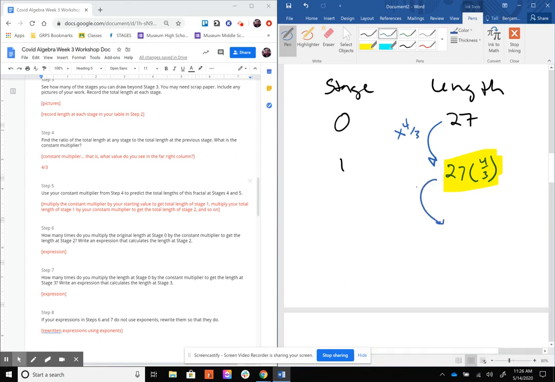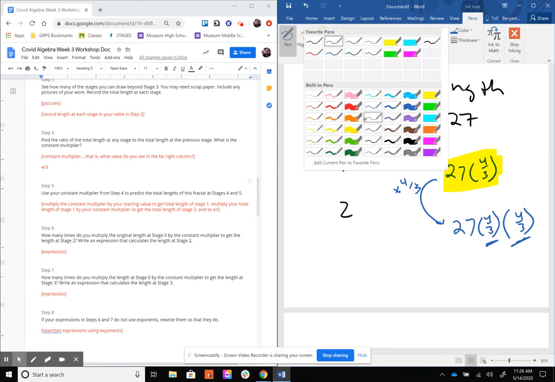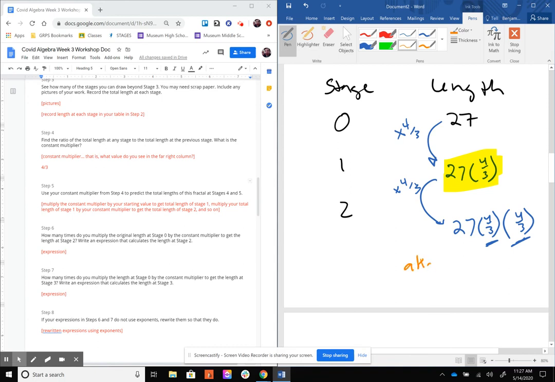So then I'm going to do the same thing. I'm going to multiply by 4/3 again to get to step 2. And what we see is I'm going to have 27 and 4/3, which is our 36 value, and I'm multiplying it by 4/3. Well, this creates an interesting experience because now I have repeated multiplication, which means I can rewrite that as an exponent. So this can be written as, also known as, 27 times 4/3 to the second power. Well, that's interesting.